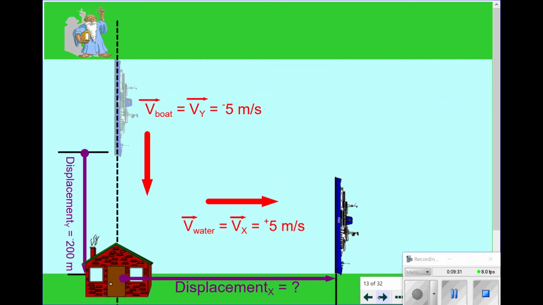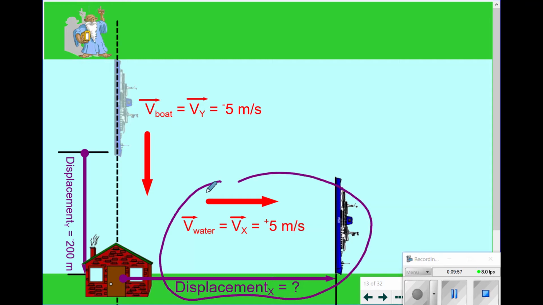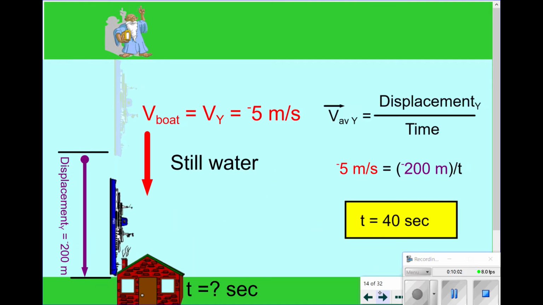So the first thing we're going to do here is break everything up into vectors. I have a displacement of negative 200 meters for the y-axis, and I do not know the displacement for the x-axis. I have a velocity of negative 5 meters per second for the y-axis and positive 5 meters per second for the x-axis. And I can only work with one of these axes at a time. Since I really can't find anything with just velocity, because I need time for displacement, I'm going to look at my y-axis first.